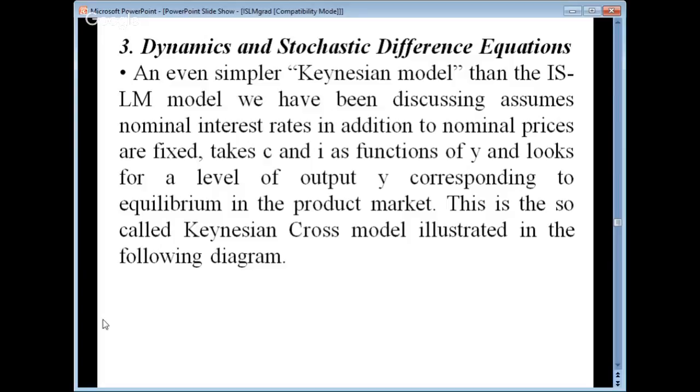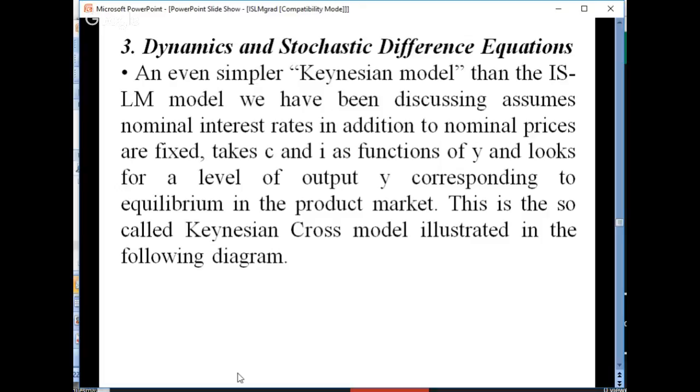Okay. Let's talk a little about now the dynamic and stochastic difference equations. So what he says is that an even simpler Keynesian model than the IS-LM we've been discussing assumes that nominal interest rates, in addition to nominal prices, what we did last week, are fixed. It takes I and C as functions of Y and looks for a level of output Y corresponding to equilibrium in the product market.